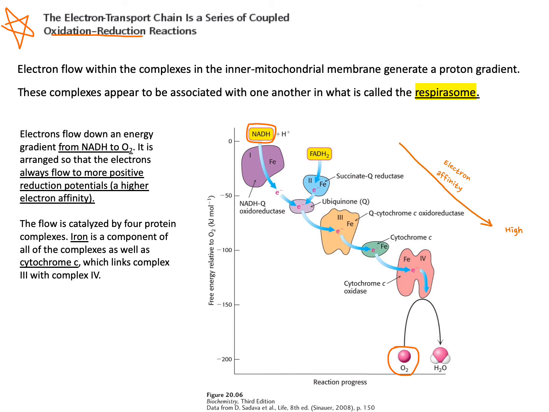The flow is catalyzed by 4 protein complexes. Complex 1, NADH-Q oxidoreductase. Complex 3, Q-cytochrome C oxidoreductase. Complex 4, cytochrome C oxidase. And complex 2, succinate-Q reductase. Iron is a component of all the complexes as well as cytochrome C, which links complex 3 with complex 4.